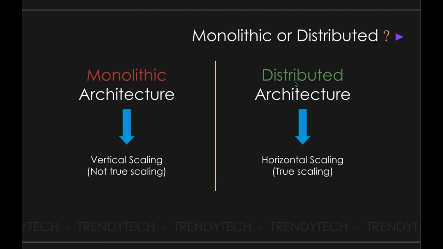However, in case of a distributed architecture, if we add more machines, it is called horizontal scaling, because we keep on adding more and more machines. We are not adding resources to the existing machines, rather we keep on adding new machines. And this is called horizontal scaling, which is true scaling. Even if we have 1000 machines and we want to double, we can easily do this.